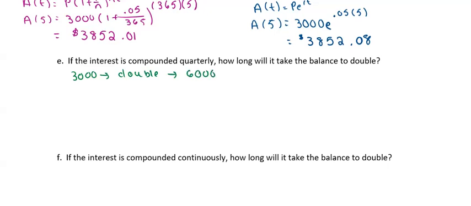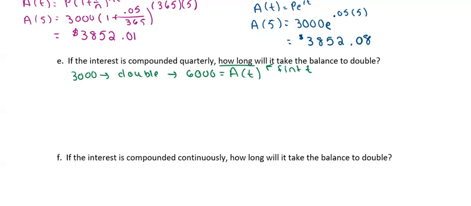So let's say that you're trying to save for a new car. You're looking at a down payment on a new car, and you have $3,000. You're going to invest it, and you're going to see how long it takes for it to double so that you have $6,000 for your down payment. So that means that your A of T, the amount that you want, is going to be $6,000. So we're trying to find out how long. Well, how long means that we want to find T.